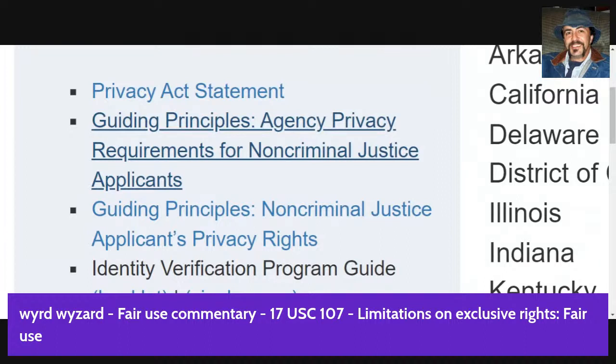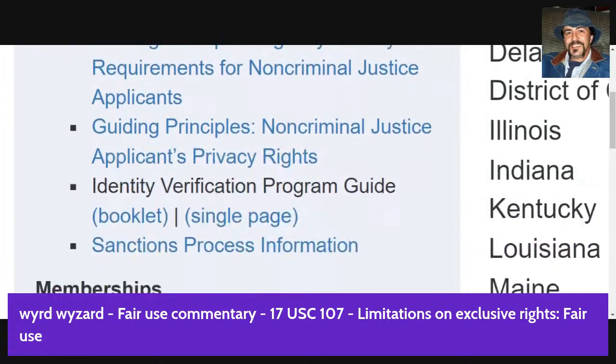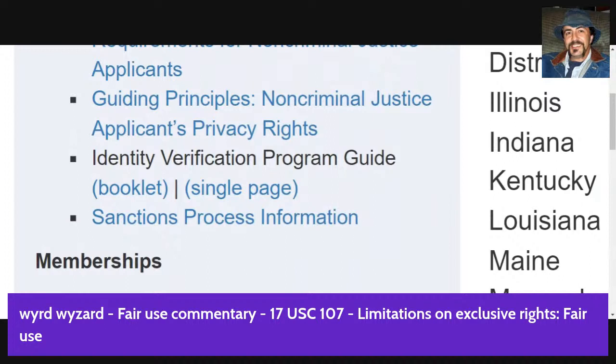I believe Joyce had to give a fingerprint when she had to be a teacher. No? She's shaking her head no. Nowadays, in current times, the teachers and such have to give fingerprints. Your hospital employees, they give fingerprints as non-criminal justice applicants. Okay. Guiding principles, non-criminal justice applicants' privacy rights. Identification verification program. It's for an identification verification program.